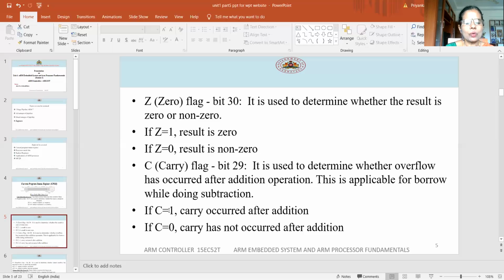So if C is equal to 1, carry has occurred after the addition operation. If C is equal to 0, carry has not occurred after the addition. So if C is equal to 1, carry occurs. If C is equal to 0, carry does not occur.